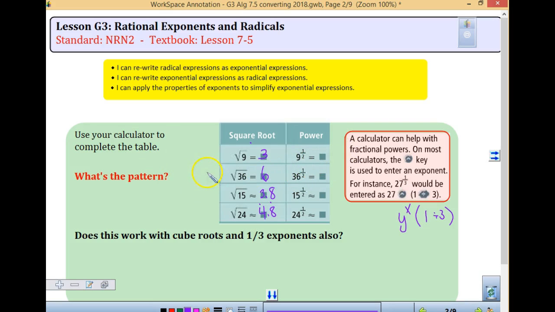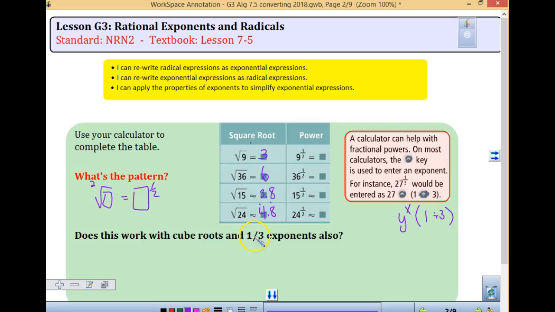So if we are looking at this, what do we notice about our pattern? That anytime we have a square root, where our index is not written in here but it's always assumed to be a 2, that is the same as taking whatever the base is here and taking it to the 1/2 power. Okay? So this square root would be written as a 1/2.